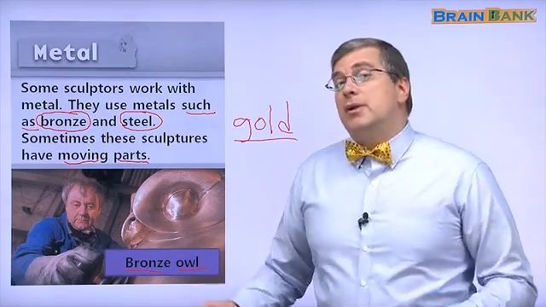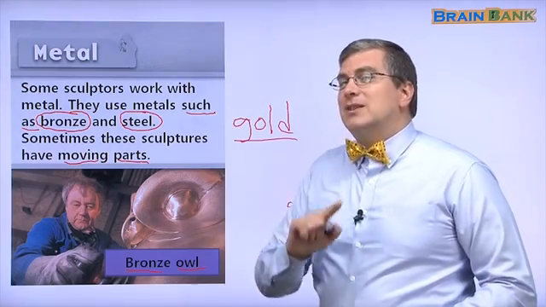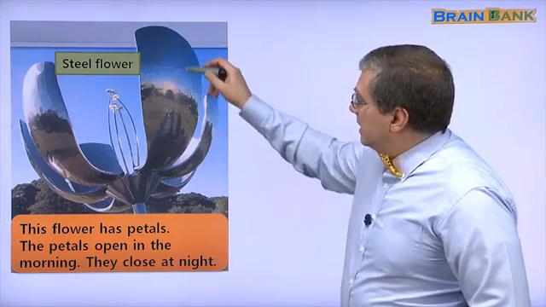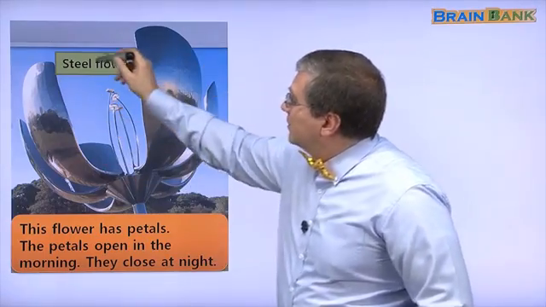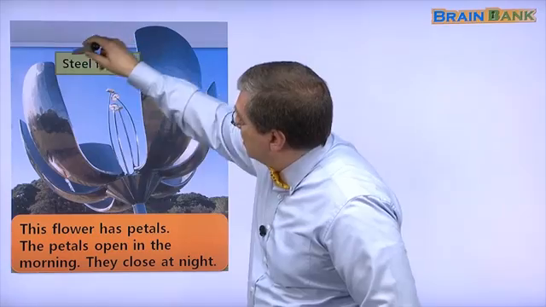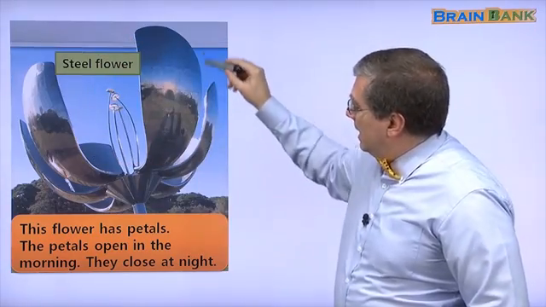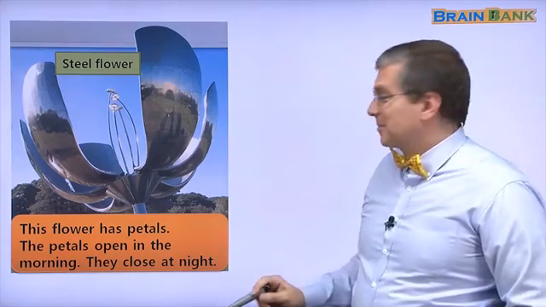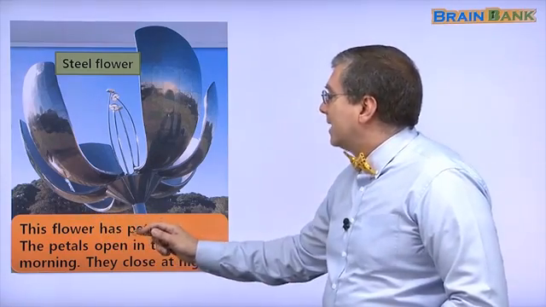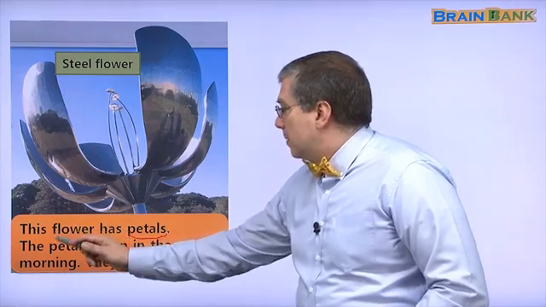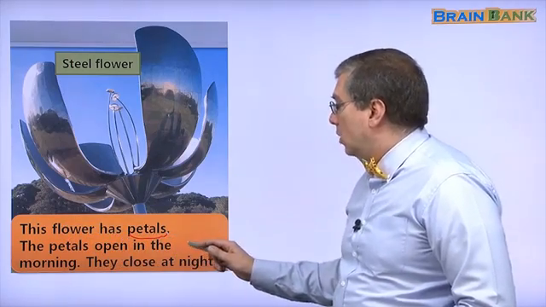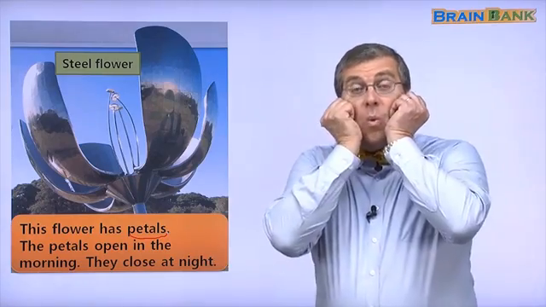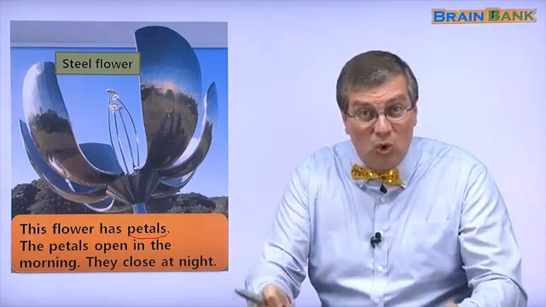Okay, what other materials are there? Oh, actually, let's look at another example of a metal sculpture. This is a sculpture made of steel. Steel. And what is it? It looks like a flower, doesn't it? Oh, 너무 재밌어요. This flower has petals. The petals open in the morning. They close at night. Wow, that's really cool.